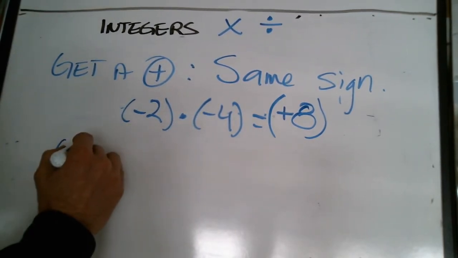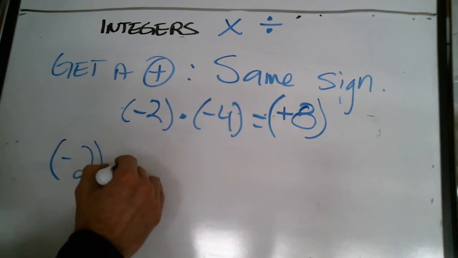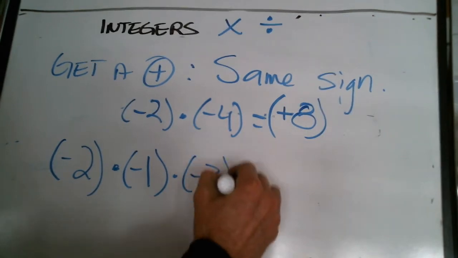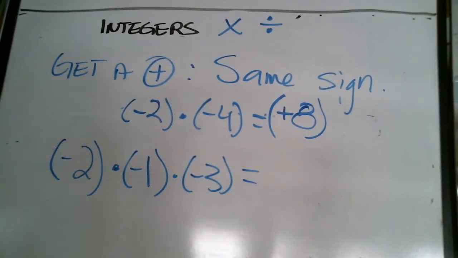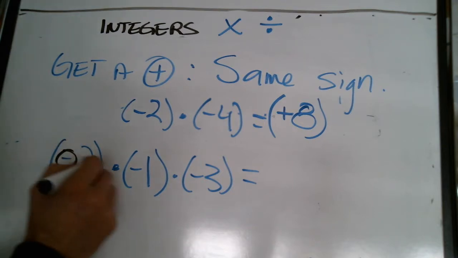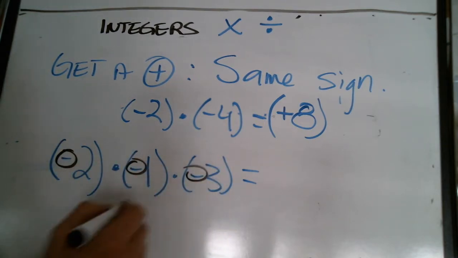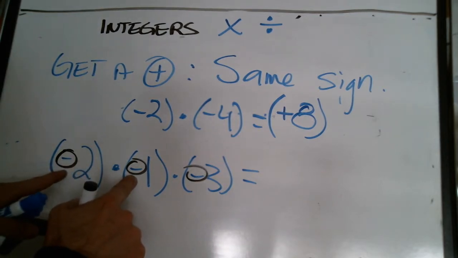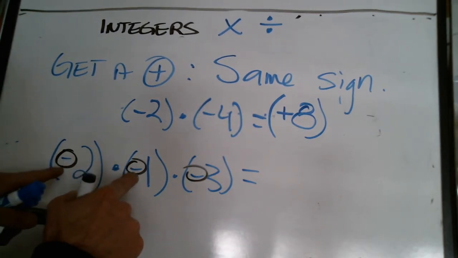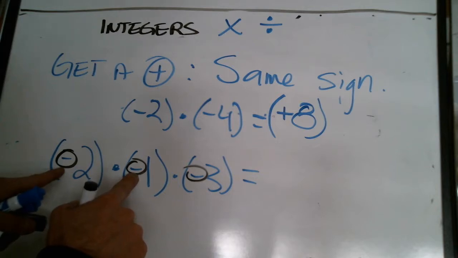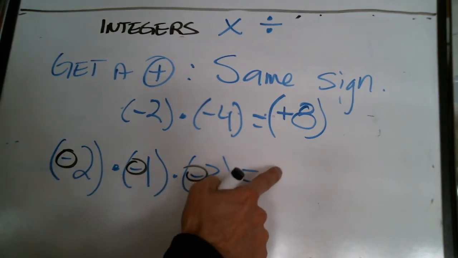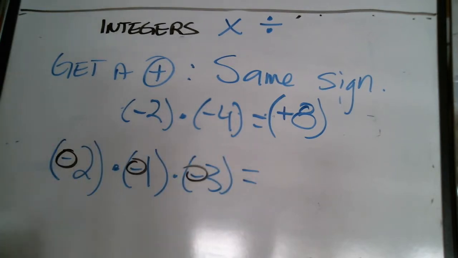Now, same scenario. Negative 2 times negative 1 times negative 3. Now just look at this before we even attempt to solve it. I have 1, 2, 3 negatives. How many does it take to make a positive sign? It takes 2, baby. Me and You. It's a good song, by the way. But here I have a third negative. So I want you to think about that while we're getting to the answer.